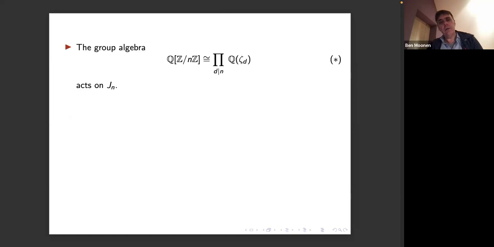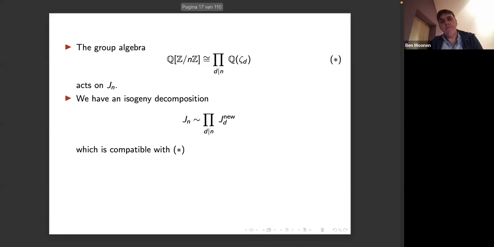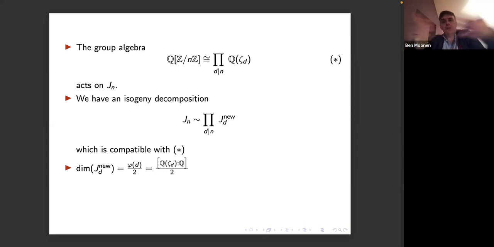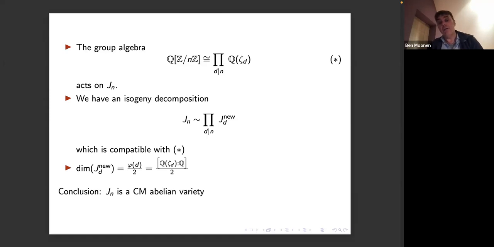And now you do a little bit of algebra, because you say, well, okay, that group algebra that acts is actually a product of cyclotomic fields. We have, up to isogeny, my Jacobian decomposes as the product of all these new parts. And this is compatible with this decomposition of the algebra. And then a little calculation tells me that the dimension of the new part at index d is exactly half of the degree of the cyclotomic field. And so now explicitly we see that this gives us an example where all these factors are in fact CM abelian varieties, and therefore J_n is a CM abelian variety. Okay, so I hope this is clear.